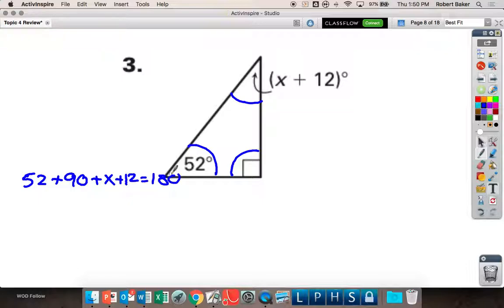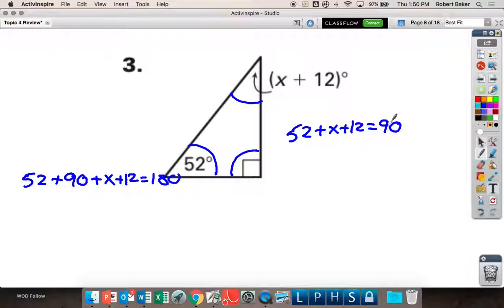That's a lot of work though, isn't it? So if this is 90, then what do these two have to add up to? How many degrees are left over for these two? 90. So you could say that the other two angles add up to 90. But that's kind of confusing, isn't it? Does anybody like that one?